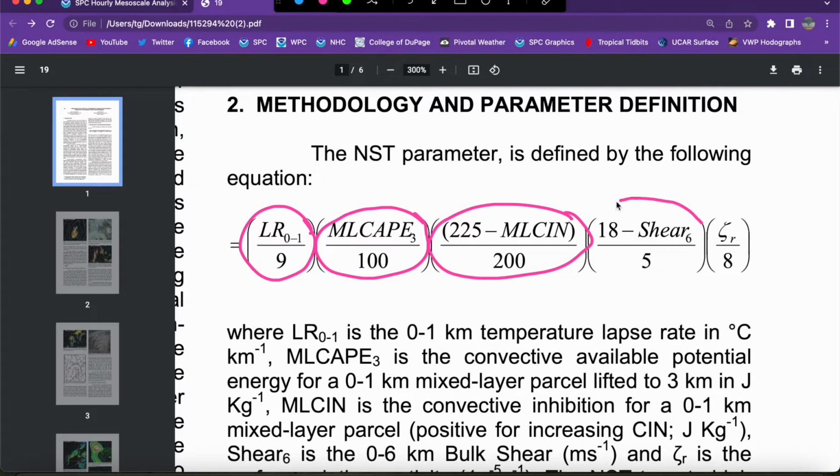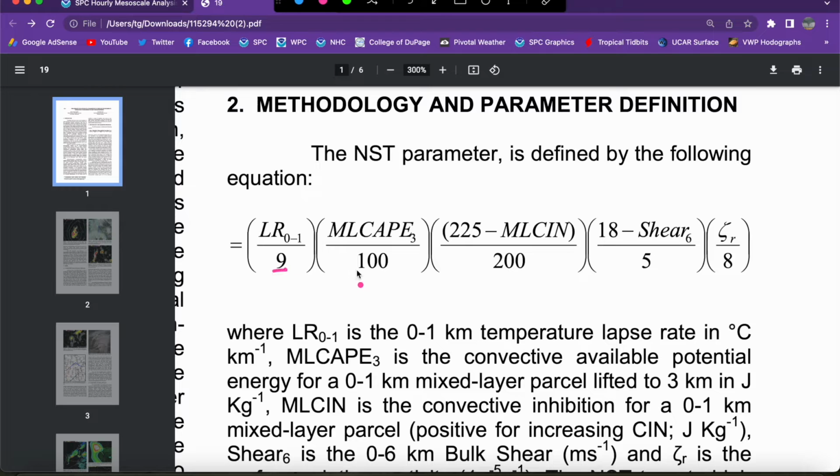Same thing for deep layer shear. They use the 0 to 6 kilometer shear, and that is 18 minus 0 to 6 kilometer shear. So same thing, if the 0 to 6 kilometer shear is weaker, the non-supercell tornado parameter will be greater. And then finally, surface relative vorticity. It's just a product of those 5 parameters, and you'll notice all these divisors as well, divided by 9, divided by 100, etc. That just normalizes this value.